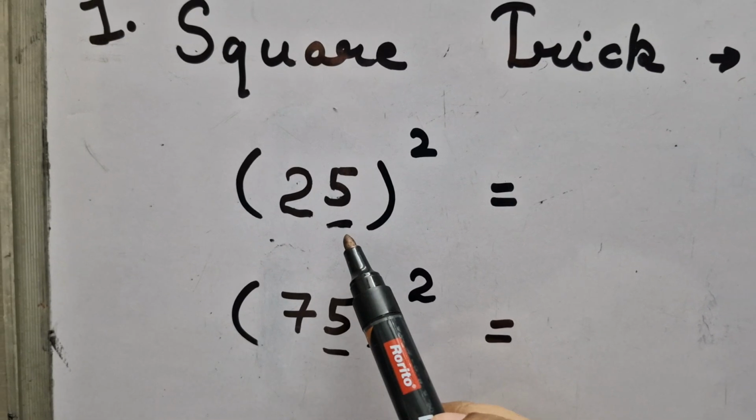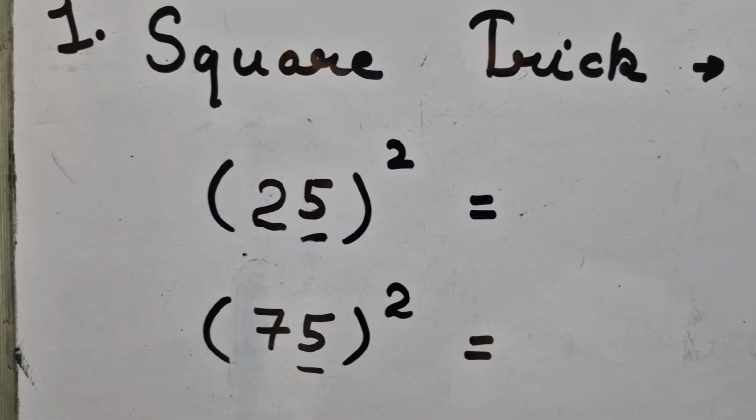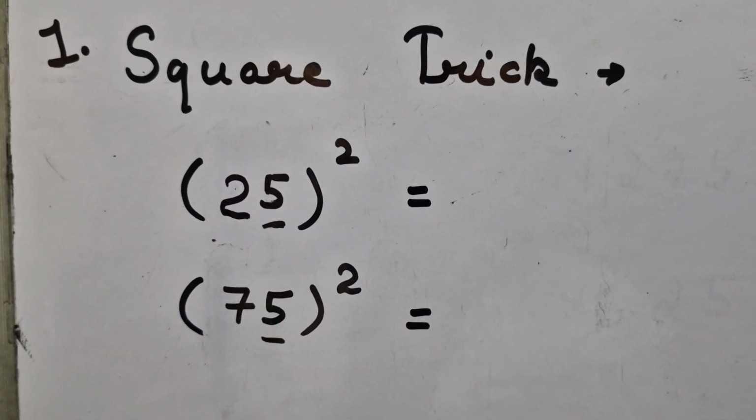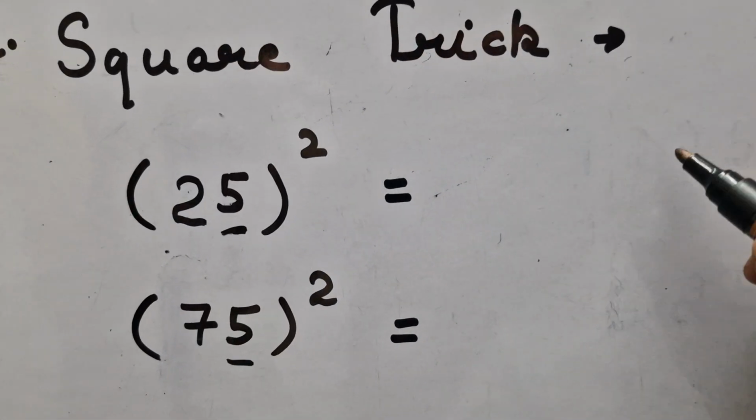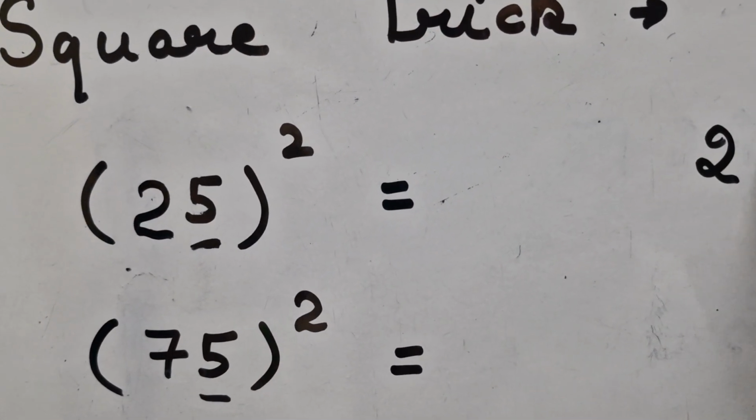Here at ones place our digit is 5. So firstly you have to multiply 5 with the same number 5. What is the square of 5? That is 25. 5 5s are 25.